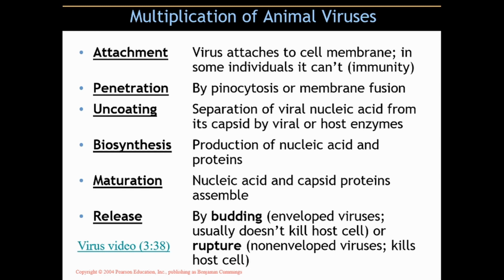So again, the virus attaches to the cell membrane, and in some individuals it can't, and that makes you immune to it. So how are you immune to it? You do not have the viral attachment sites. So some people have immunity to what's known as a parvovirus, for example, which causes illness and disease within people.